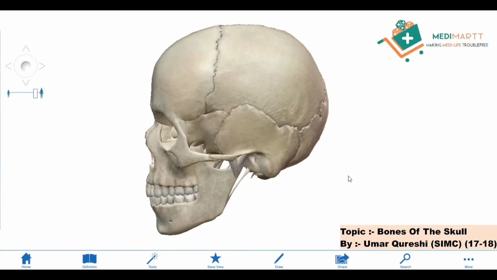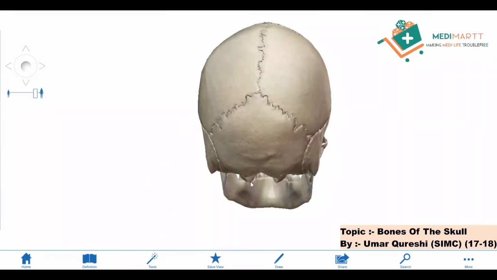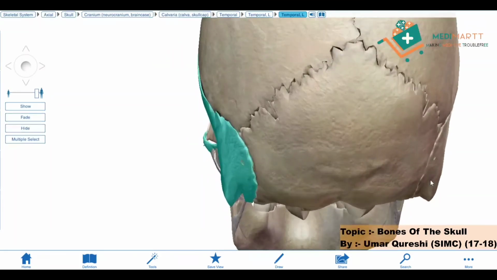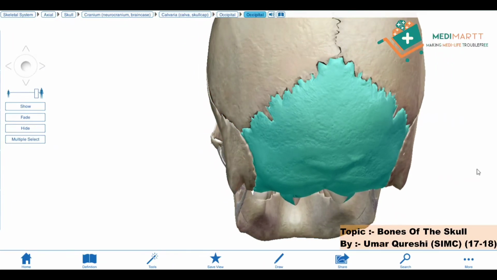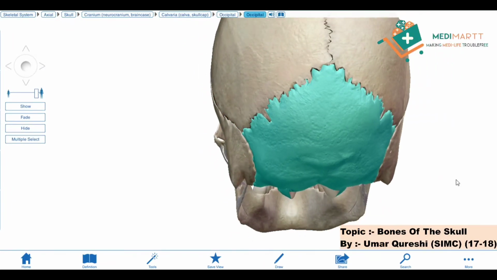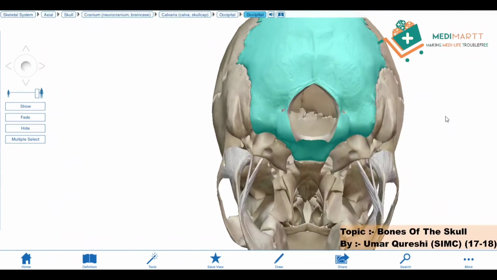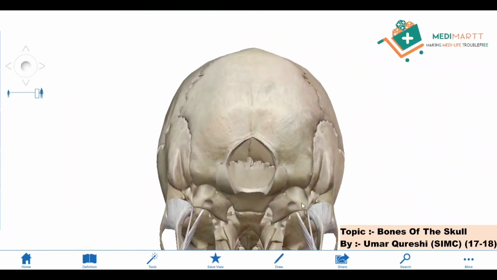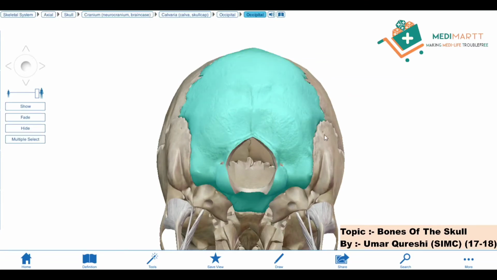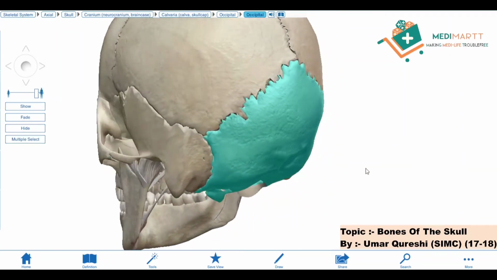Okay, so let's move towards the posterior region. So this bone, you can see, is the occipital bone. Okay, so you can see a hole over here. This hole is known as the foramen magnum. So this is the occipital bone, and this hole is known as the foramen magnum. This is the main identification point of the occipital bone.